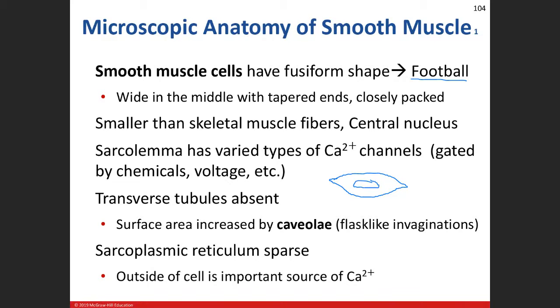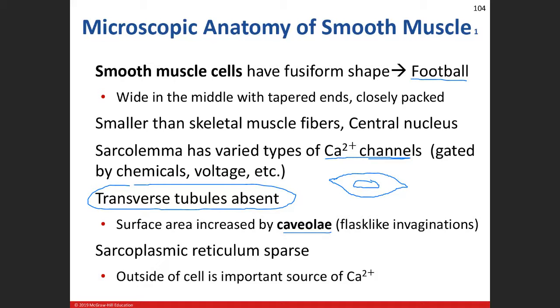And it's similar to skeletal muscle, in which we call the plasma membrane a sarcolemma. But in this case, the sarcolemma for smooth muscles have these special types of calcium channels here. It's both voltage gated and chemically gated. But check it out, important aspect. There are no transverse tubules. No T-tubules are present. But we have another structure, which is somewhat similar. We call those caveolae.